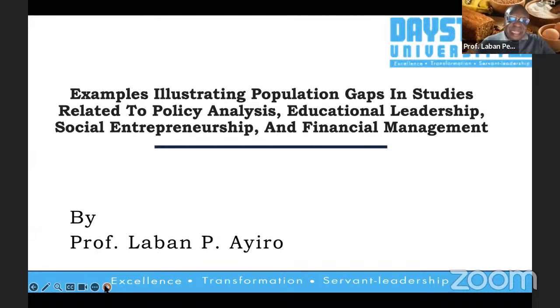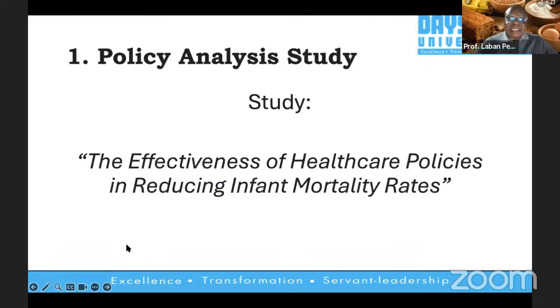Look at this. Let's start with the first one, policy analysis study. The topic is the effectiveness of healthcare policies in reducing infant mortality rates. If you're a good student in my class of research methods, once you see the effectiveness of healthcare policies in reducing infant mortality rates, you know that this is a population gap, because we are talking about a population, a demographic of infants. That's very important.